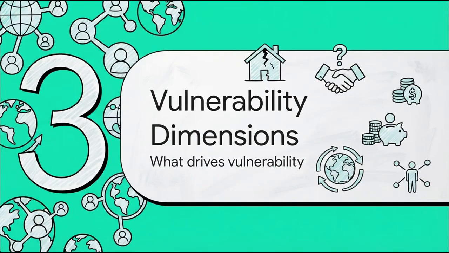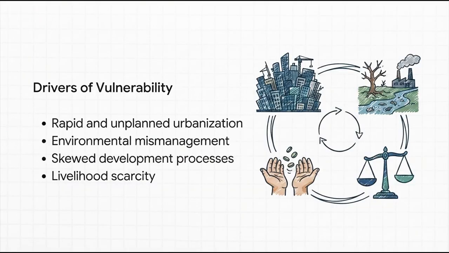Let's move on to Section 3, dimensions of vulnerability. So what actually creates all that high vulnerability? The IPCC text points out that it's generally the outcome of skewed development processes. We're talking about things like rapid and unplanned urbanization in hazardous areas, which, by the way, is a massive driver. As cities expand too fast, people get pushed into marginal lands.